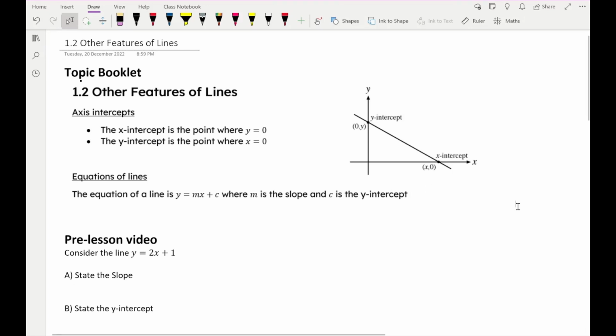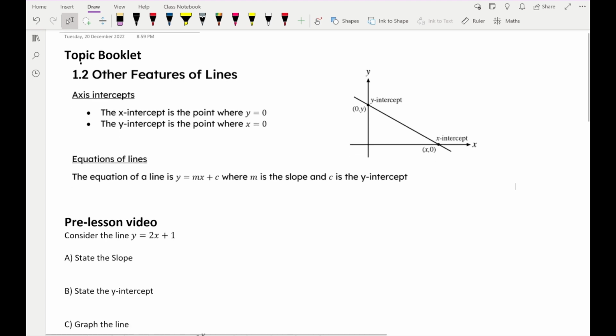Okay, in this video we're looking at other features of lines, and what I mean by that is graphing lines and then finding all their features, but then also checking where the points lie on a line, both algebraically and graphically. Let's have a look.